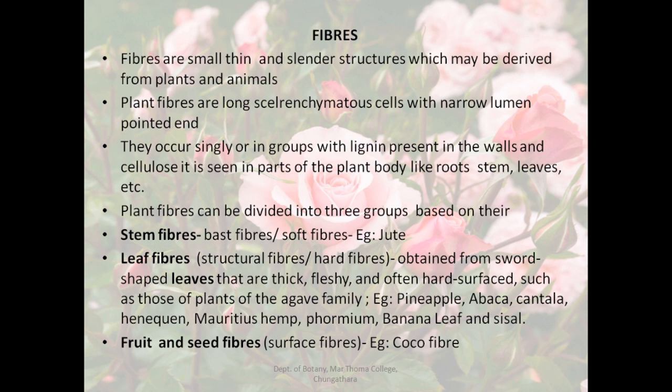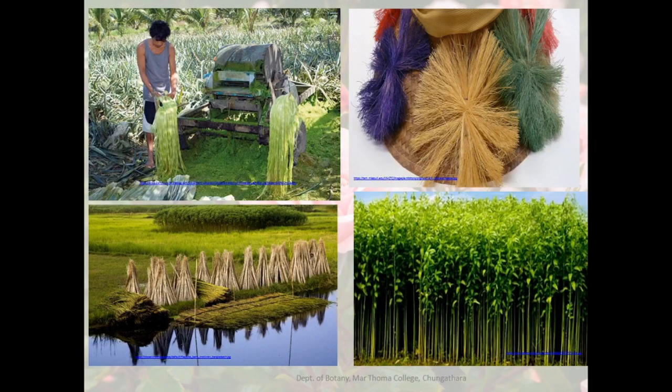Fruit and seed fibers are also commonly used for preparing various products, and these are hairy structures seen on the fruit covers or seed covers. Common examples include cotton, coconut fibers, etc. We will discuss mainly about coconut fibers and cotton in this session.